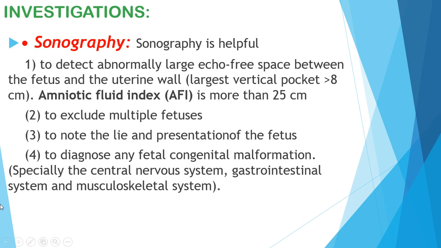So, sonography. Why are we doing the sonography? To detect abnormally large echo-free spaces between the fetus and the uterine wall, and the largest vertical pocket is more. We already explained this in the first class. That is, a pocket more than 8 centimeters, then AFI more than 25 centimeters. Do not forget what a normal AFI is: 5 to 25 centimeters. If it is more than 25, it is known as polyhydramnios. The normal amniotic fluid is 800 to 1000 ml.